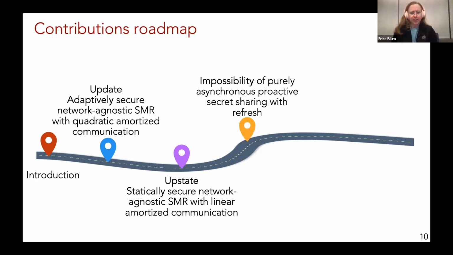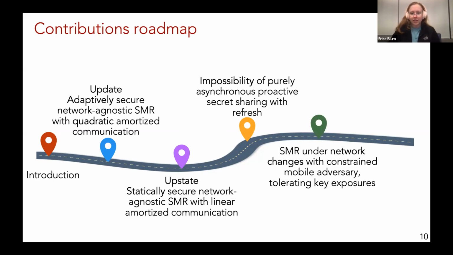Then we're going to take a bit of a detour and start working in this new flavor of network agnostic model that I mentioned. And then finally, that will take us by way of a folklore impossibility result of purely asynchronous proactive secret sharing with refresh.